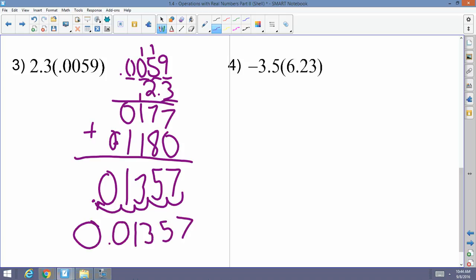0.01357. Correct. It is 0.01357. Or I would have loved it if you said it is 1,357 tenths, hundreds, thousands, 10,000, 100,000s. Thank you, my brother. Great job. Does that make sense, gentlemen?